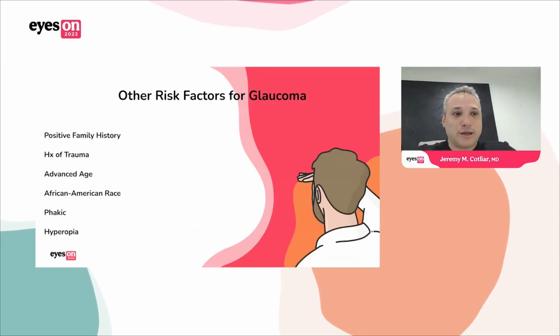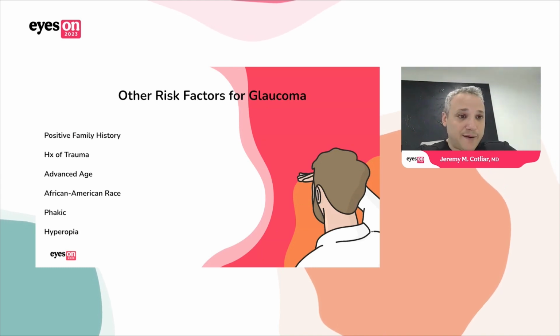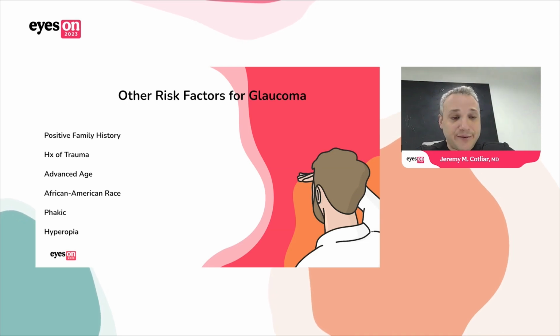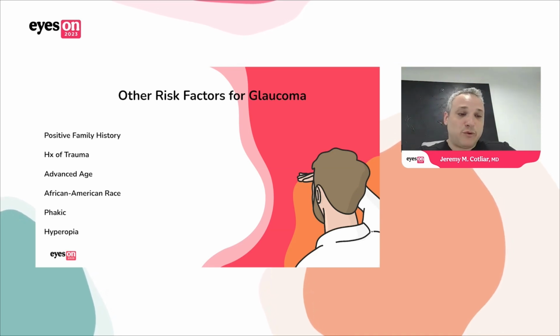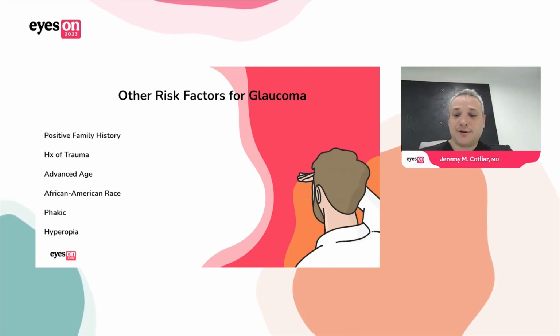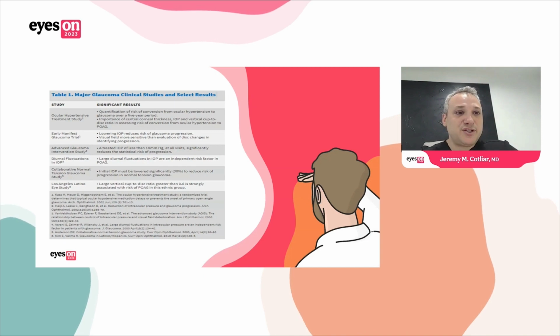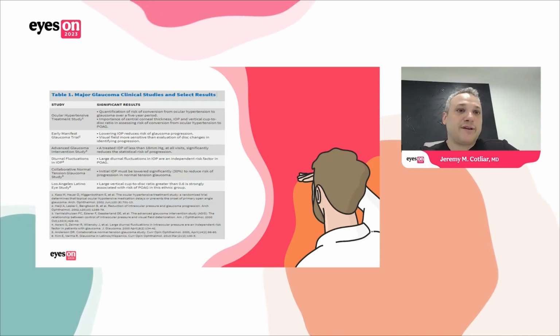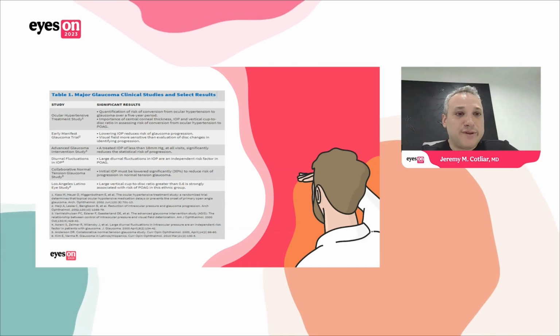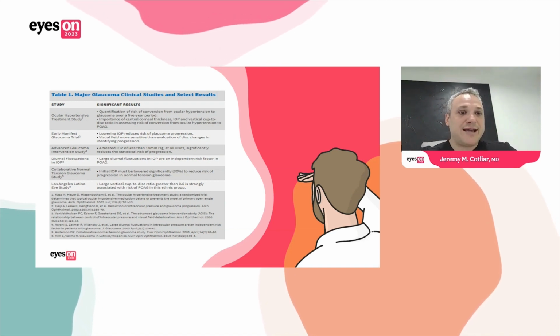Other risk factors for glaucoma: positive family history, history of trauma, advanced age, African American race, phakic people who have not had cataract surgery as of yet, and hyperopic eyes. So this just goes over the basic trials for glaucoma, the clinical studies. I'm not going to bore you with that. I'm sure you guys can look at the slide and study it.